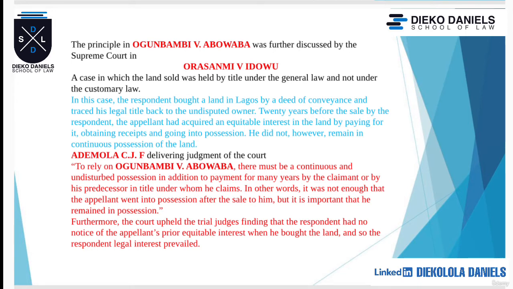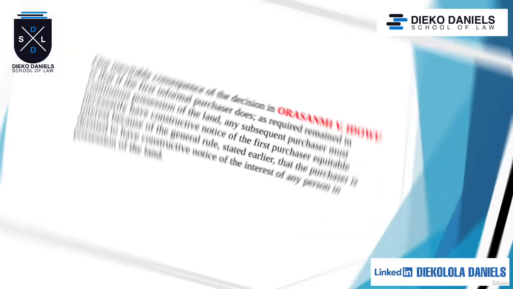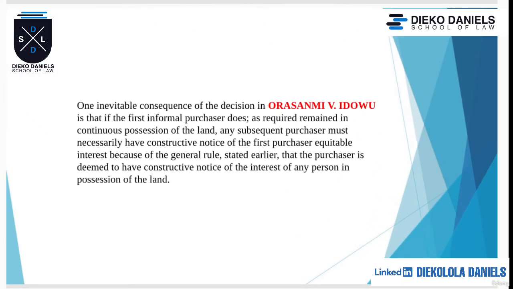Now, furthermore, the court upheld the trial court's finding that the respondent had no notice of the appellant's prior equitable interest when he bought the land, and so the respondent's legal interest prevailed. One inevitable consequence of the decision of Orasanmi v Idowu is that if the first informal purchaser does, as required, remain in continuous possession of the land, any subsequent purchaser must necessarily have constructive notice of the first purchaser's equitable interest, because of the general rule stated earlier that a purchaser is deemed to have constructive notice of the interest of any person in possession of the land.